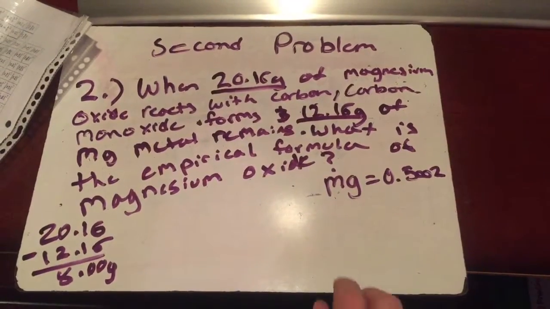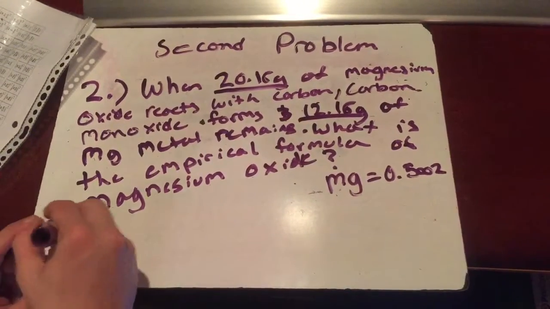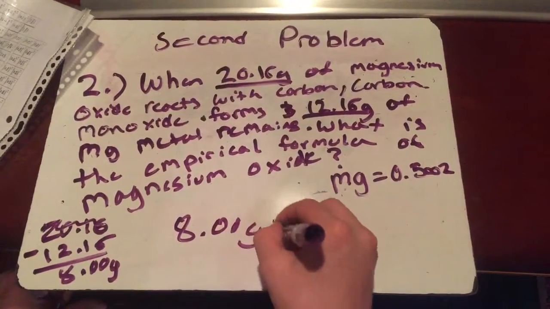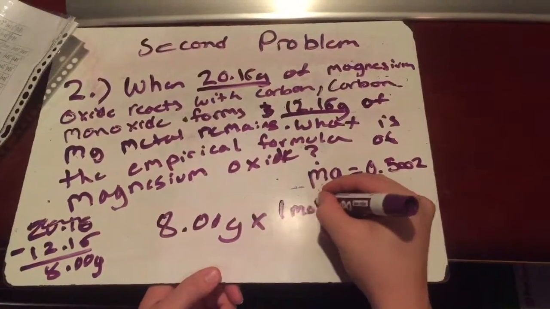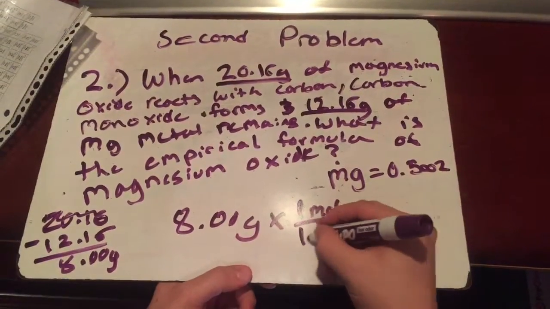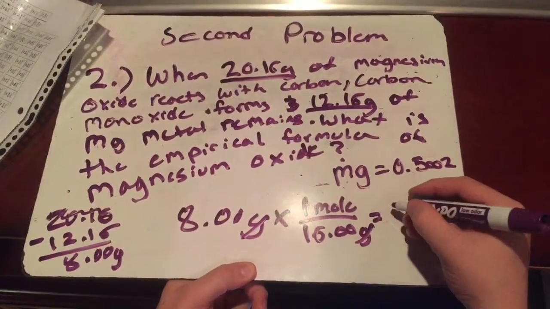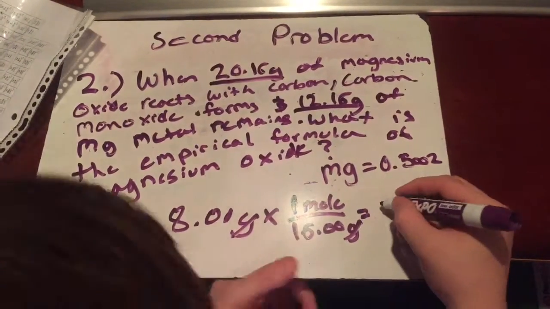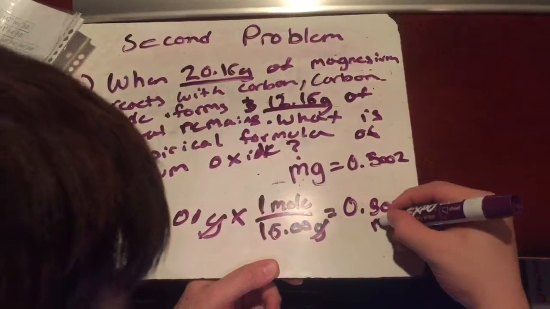Okay, so once you've figured out what your Mg equals, you don't want to use your 20.16 anymore, you want to scratch that out because that's not important anymore. You want to take your 8.00 grams, multiply that over 1 mole, and divide by, since it's oxygen, 16.00 grams. Do what you did up here: 8.00 divided by 16.00 should give you 0.500 moles of oxygen.